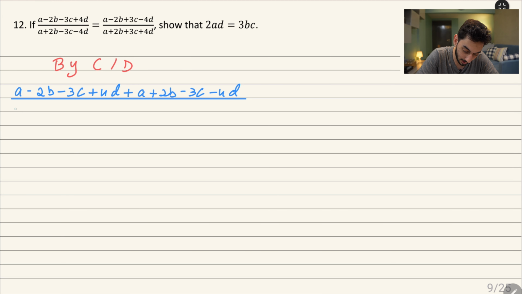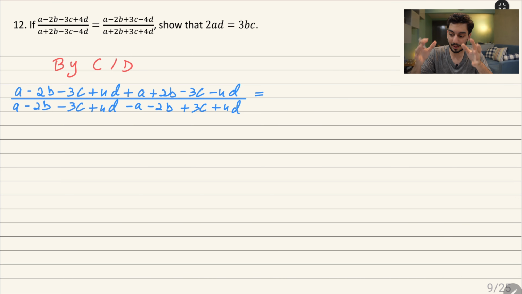So I write the entire numerator as it is. So a minus 2b minus 3c plus 4d minus the entire denominator, which means everybody would get a negative sign. So minus a minus 2b plus 3c plus 4d, and that should be equal to the same exact thing on the right hand side also, numerator plus denominator.